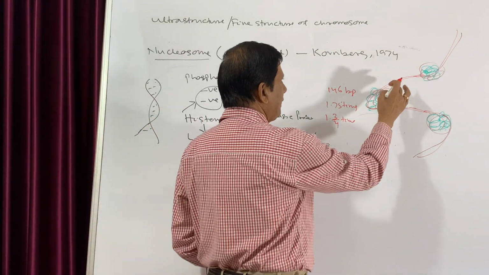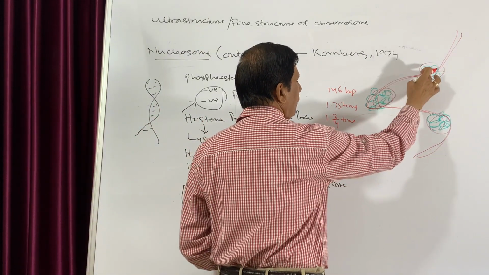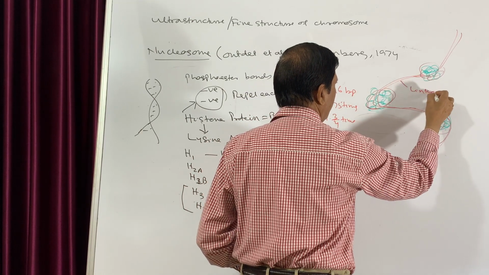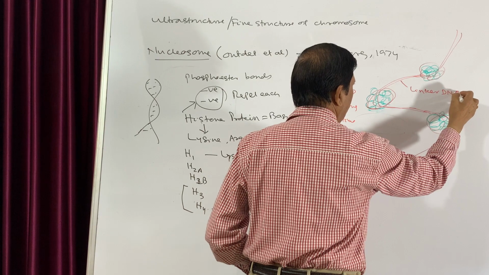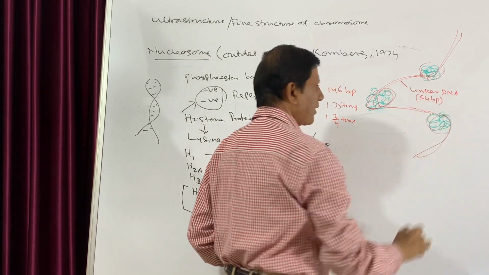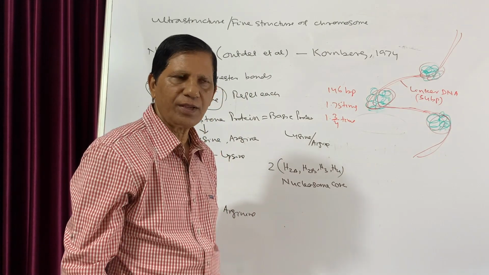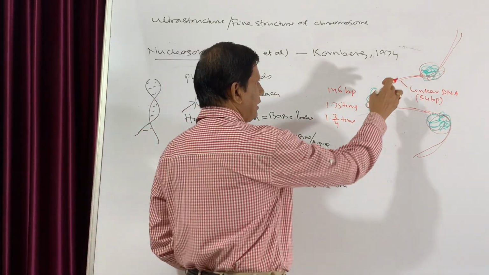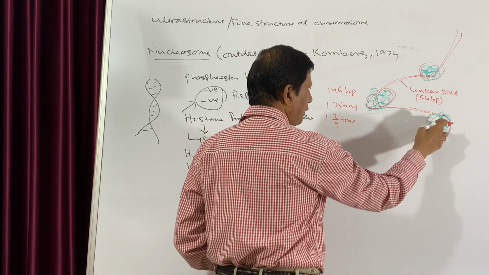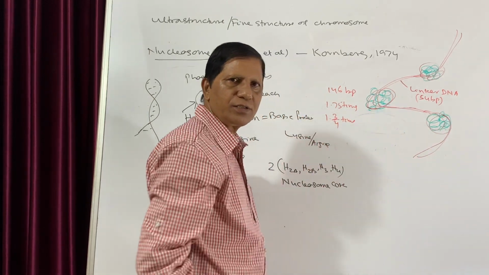And the distance between two nucleosome cores is known as linker DNA. Linker DNA is usually 54 base pairs. That means this is one link. This is the linker DNA for this one, this is the linker DNA for this one, and this will be for the next one, likewise.